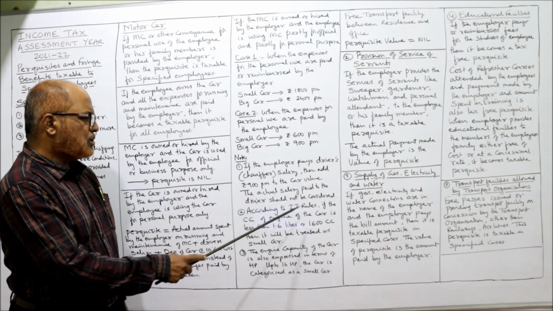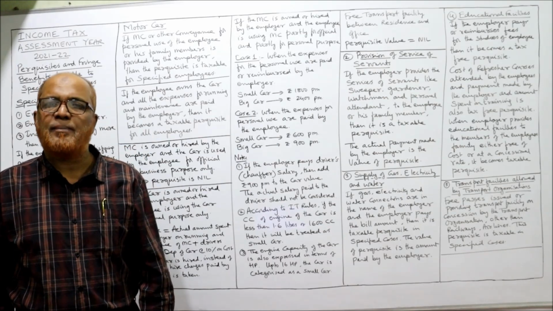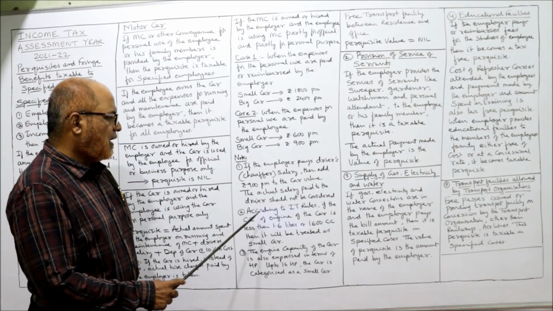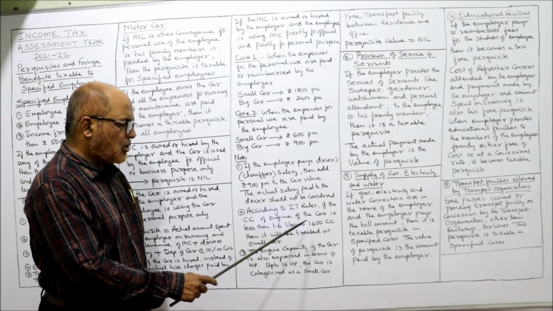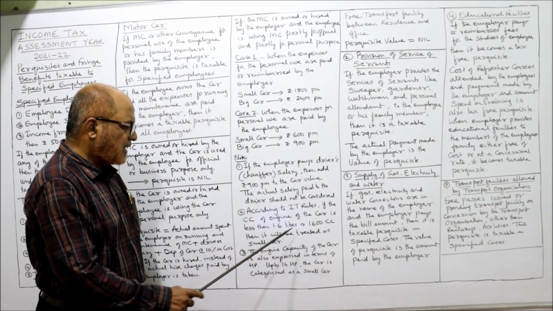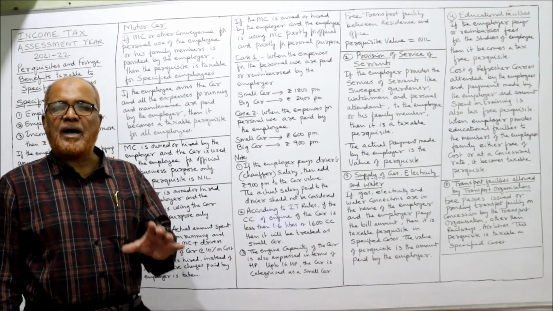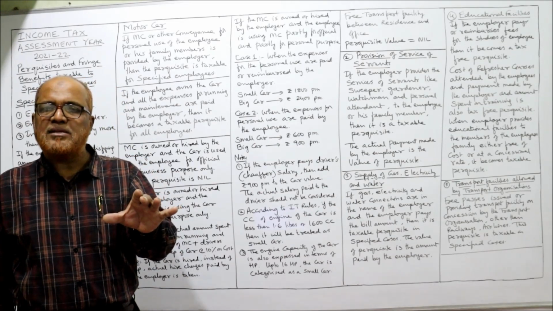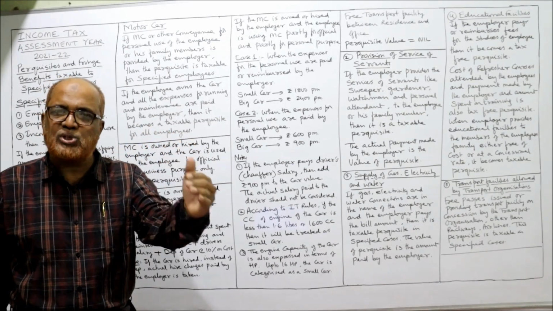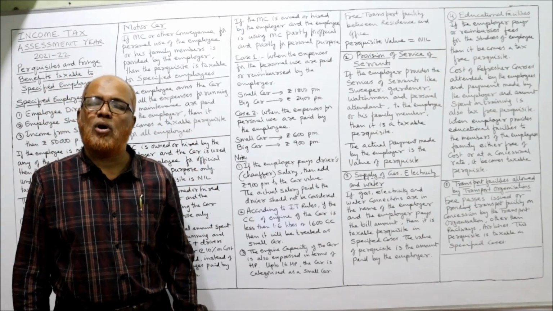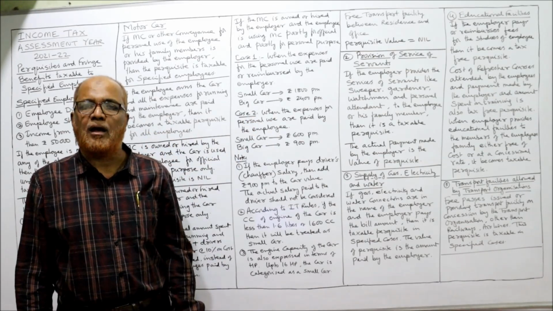Then according to IT rules, CC stands for cubic capacity, the power of the engine of the car. According to IT rules, if the CC of the engine of the car is less than 1.6 liters or 1600 cc, then it will be treated as a small car. Here we have seen small car, big car. How can we know the capacity of the engine? If the engine capacity is 1.6 liters or 1600 cc, up to 1600 cc, it will be treated as a small car. If the cc is more than 1600, it will be called a big car.